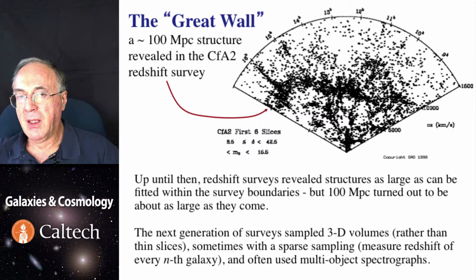Up until then, every time a redshift survey was done, a structure was seen that was as large as it could fit in the survey volume, which on face value doesn't bode well for the assumptions of homogeneity. The resolution of this came with the Las Campanas redshift survey, but before I tell you about that, let me just give you some idea how these measurements are done.